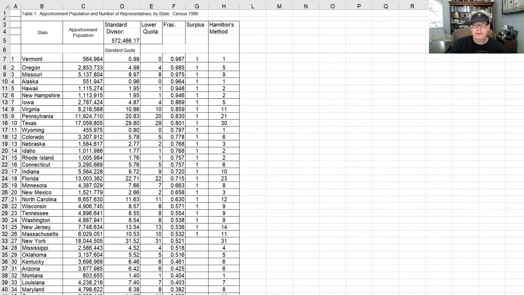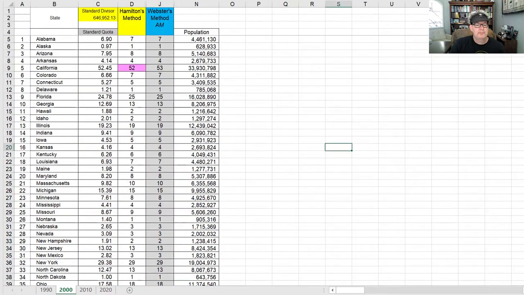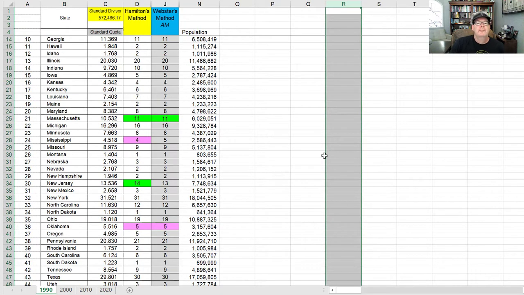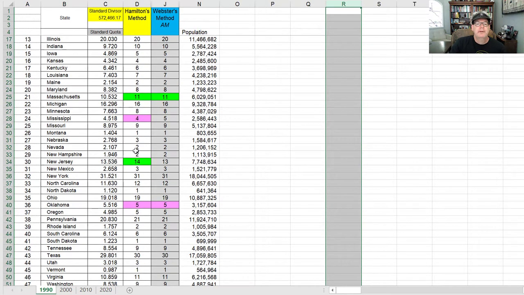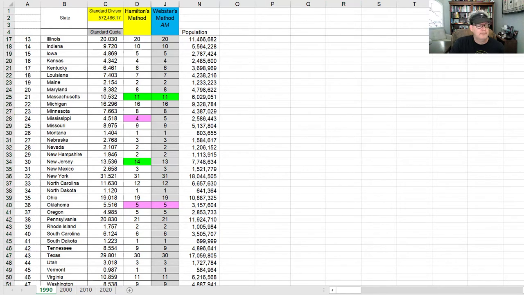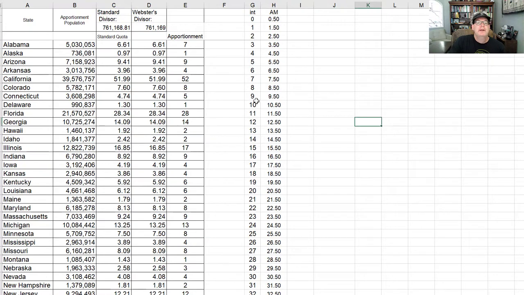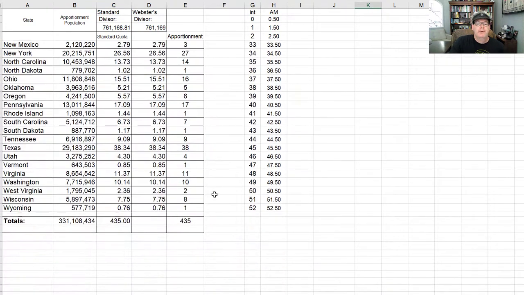And the final comparison right there. So ignore these changes. So the changes were Mississippi got the seat instead of New Jersey. In 2020, regular rounding actually worked. So if regular rounding works, then definitely Webster's and Hamilton agree.